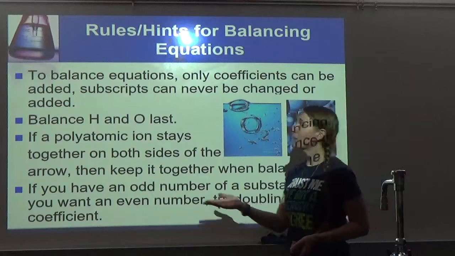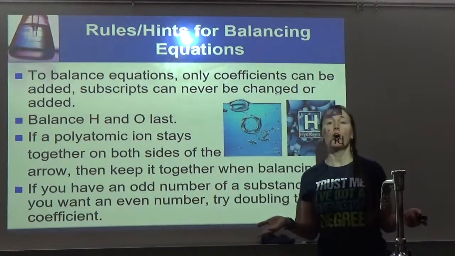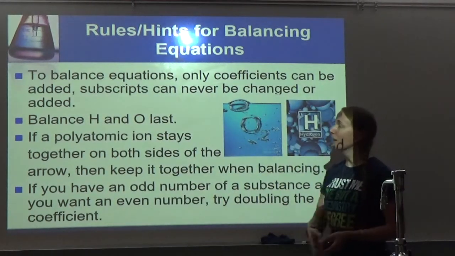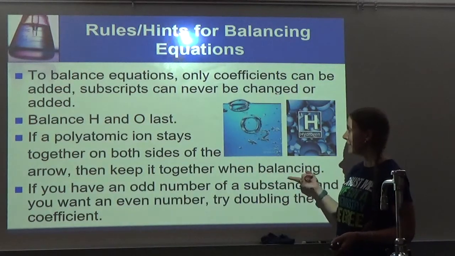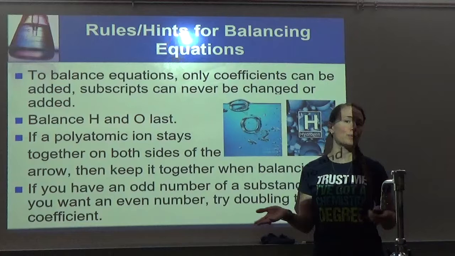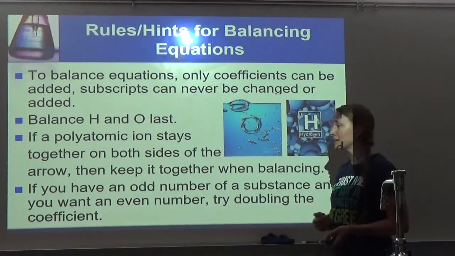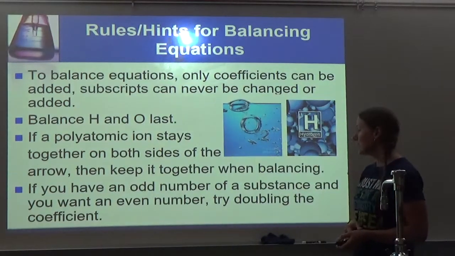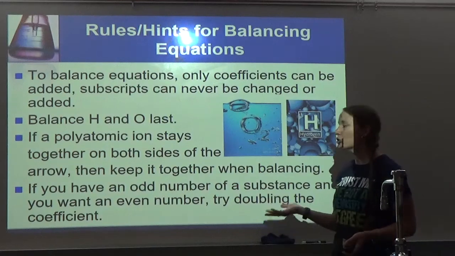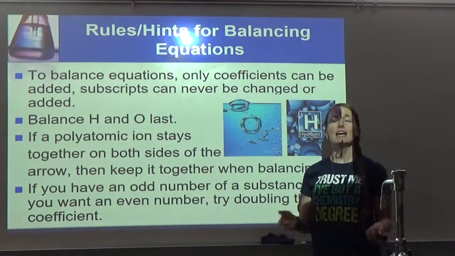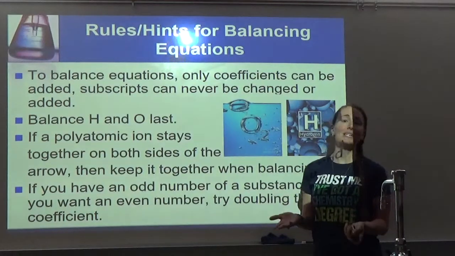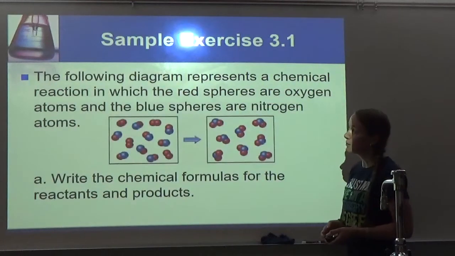I like to balance hydrogen and oxygen last. Remember, that doesn't always work, but sometimes it makes it easier. If a polyatomic ion stays together on both sides of the arrow, then keep it together when balancing. Again, that's not a rule, it's just something that helps make it easier. If you have an odd number of a substance and you want an even number, try doubling the coefficient. So if I have 3 oxygens and I need it to be even, if I put a 2 in front, then that makes 6 oxygens, which is now an even number.